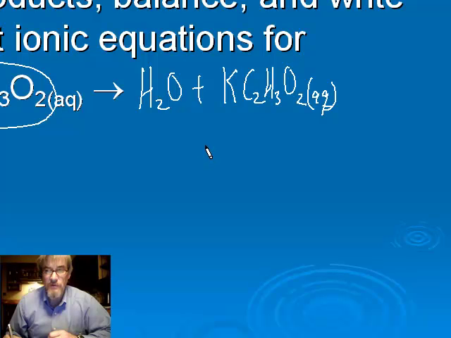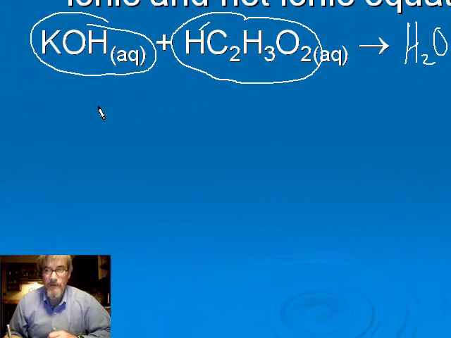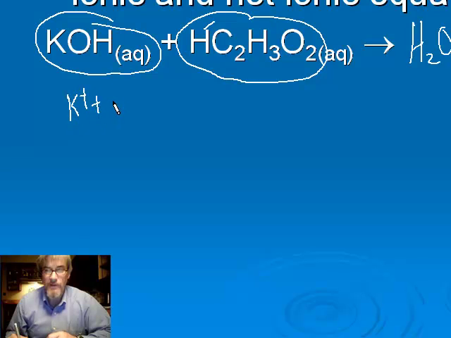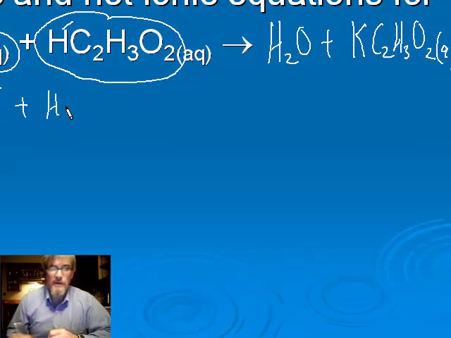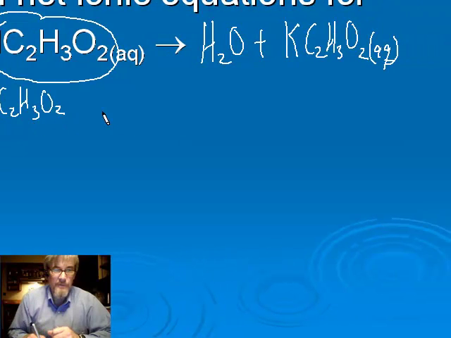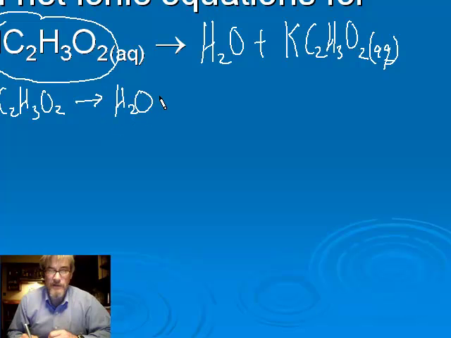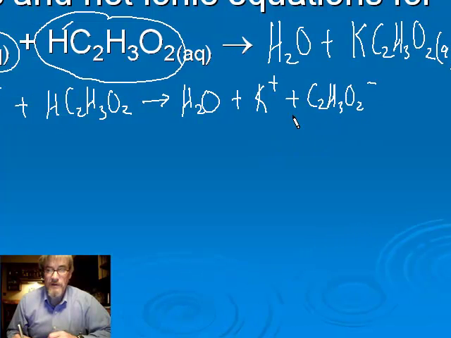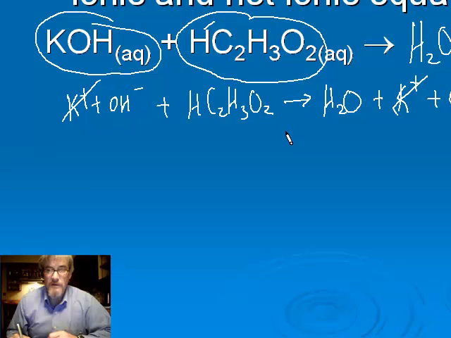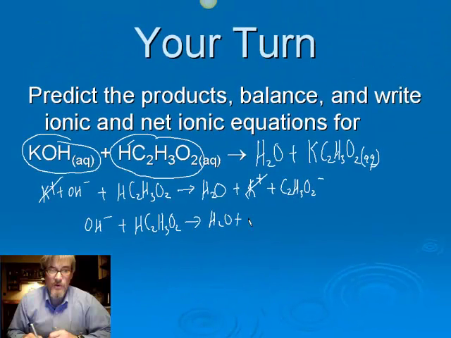Reaction's balanced. If I'm going to do an ionic equation, I can split up the KOH, but I cannot split up the acetic acid. It is not one of my strong acids, so it's not a strong electrolyte. I shouldn't show it as ions because mostly in solution it isn't. H2O can't be split up, but potassium acetate could as K plus and C2H3O2 1 minus. Potassium ions cancel out. That's it. So the net ionic reaction is OH minus plus acetic acid makes water and C2H3O2 1 minus.